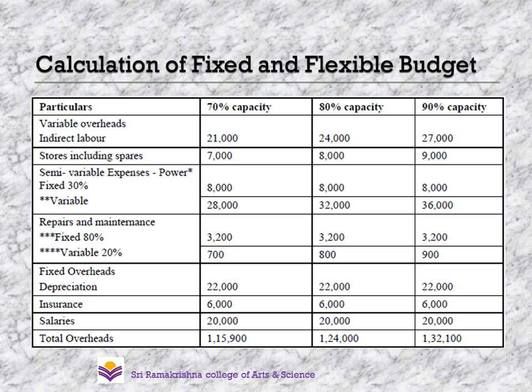And fixed overheads, as I have said previously, will not change; they will be the same for all capacity levels of goods. So total overheads will be calculated by totaling all the items: at 70% capacity level it is 1,15,900, at 80% capacity level it is 1,24,000, and at 90% capacity level it is 1,32,100. So this is how the fixed and flexible budget will be calculated.